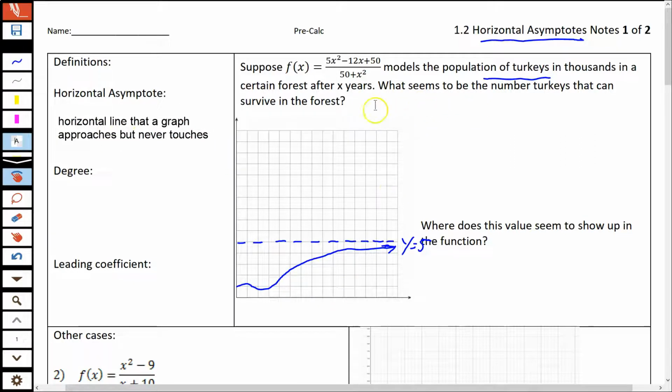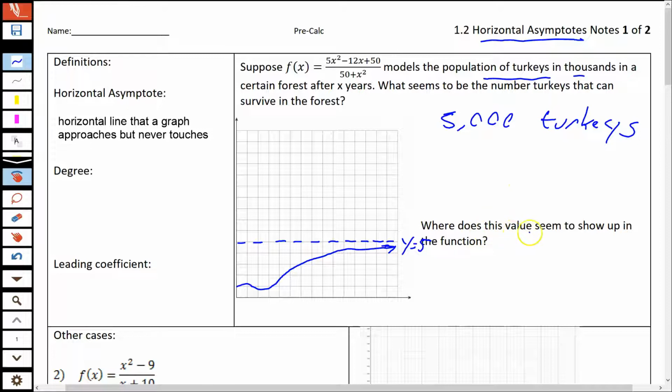And in this context, that horizontal line is the maximum number of turkeys that we can have in the forest, okay? In environmental science, there's this idea of carrying capacity. It's the carrying capacity of the forest. It's the maximum number that can survive there, okay? So the answer to our question here, based on the graph, remember the population is in thousands, okay? So the answer here would be 5,000 turkeys based on that horizontal asymptote.